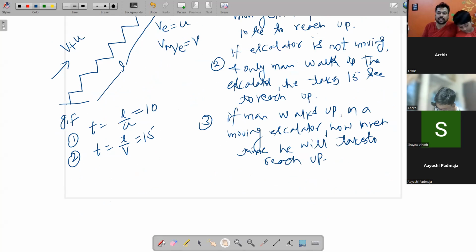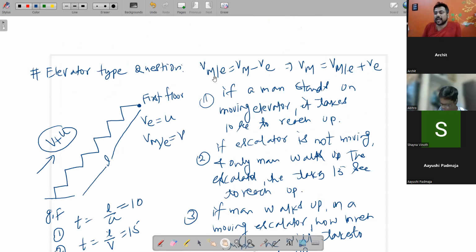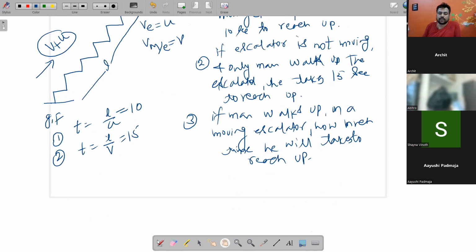In the third case, both are moving. So what would be the effective velocity? v plus u, both will be added up. Because we know that velocity of man with respect to escalator is Vm minus Ve, so Vm can be given as Vm with respect to E plus Ve. So in the third case, t equals L upon v plus u. Simple.